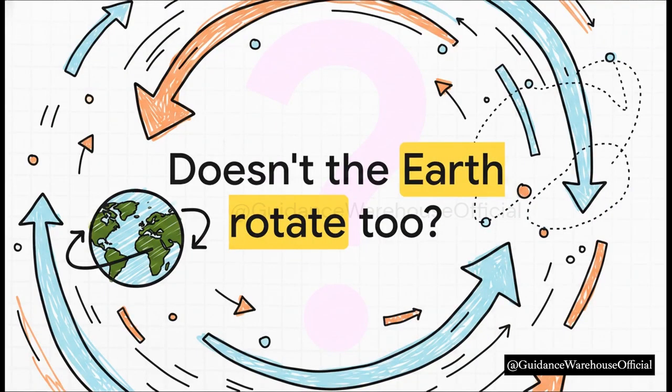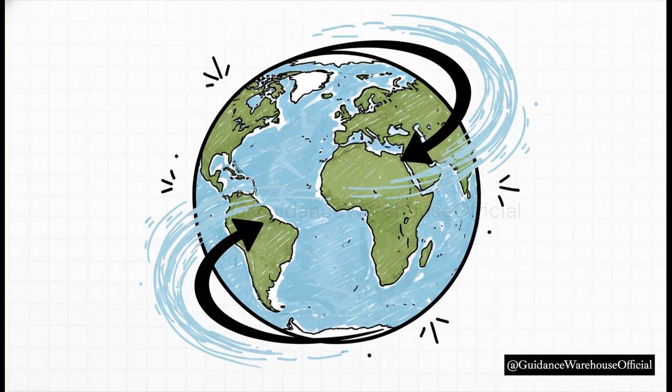Wait, this is important, so let's pause for a second. We've been talking about observers on Earth as being in a stationary, inertial frame. But doesn't the Earth rotate too? Yes, it absolutely does. Earth is basically a giant merry-go-round.